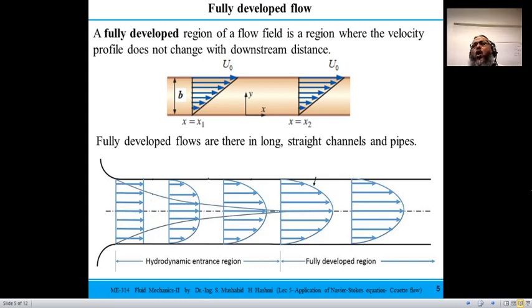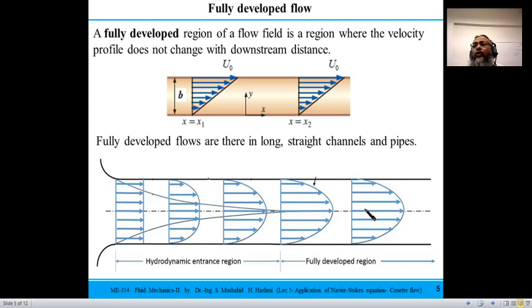If you have a very long pipe or a long channel, at some distance, usually 10 times the diameter, if let's say the diameter of the pipe is d, so after approximately 10d distance, the flow becomes fully developed, depending upon the Reynolds number of the flow. So this is the concept of fully developed flow. The velocity profile is no more a function of x. At any value of x, the velocity profile remains the same.